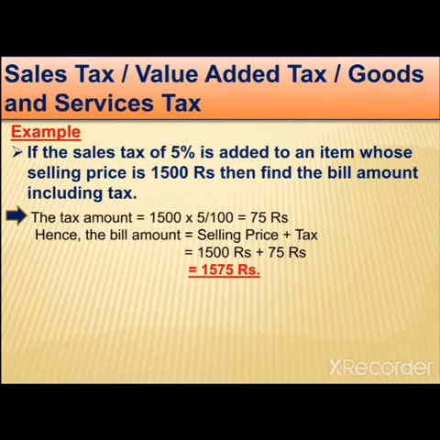Now the tax amount equal to 1500 multiply 5 by 100 equal to 75 rupees. So billing amount equal to selling price plus tax. So 1500 rupees plus 75. So our total bill amount is 1575 rupees.